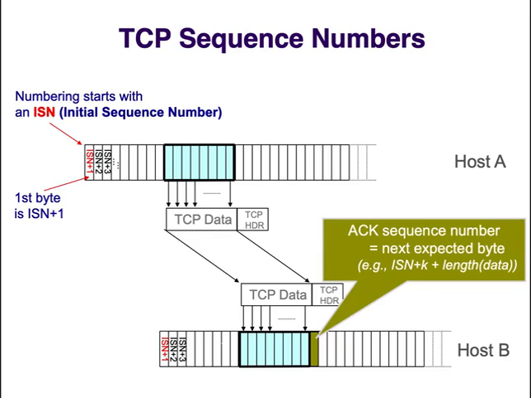Okay. The ISN plus 1, why do we start numbering at ISN plus 1? We'll get to that when we talk about how you set up a TCP connection. But basically, the 0th label is reserved for your request to set up a TCP connection. Any questions on the sequence number and the acknowledgement?